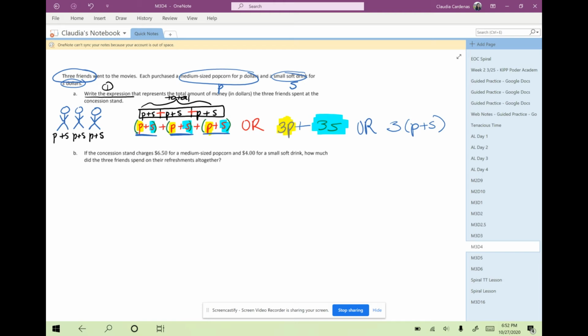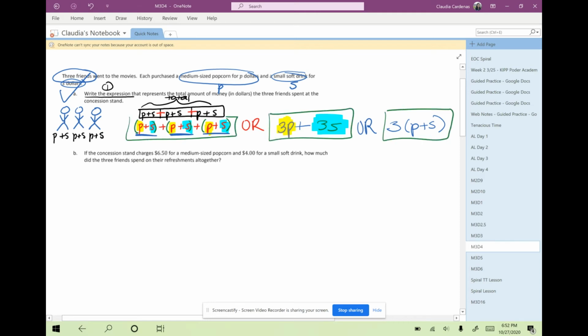So remember that we can always come up with different strategies to get to the same solution, and that's really the awesome thing about math. So we now have a written expression for part A, right? So I see that I have this expression, I have this expression, and I have this expression. So either one is okay to be the expression for part A. So now we're going to look at part B.